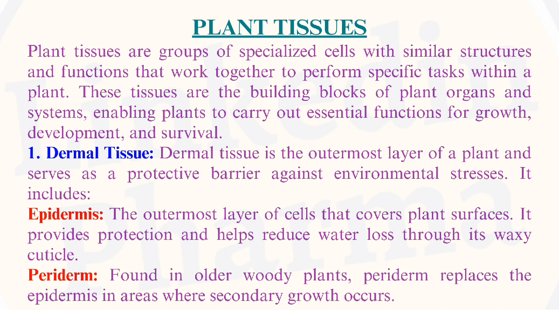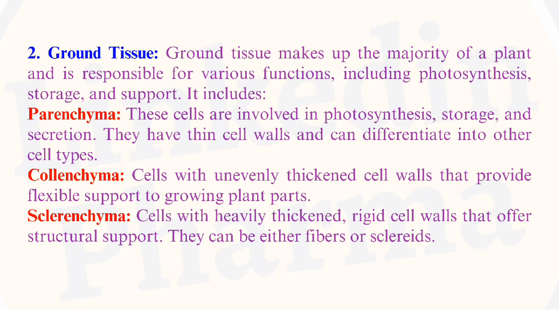Periderm. Found in older woody plants, periderm replaces the epidermis in areas where secondary growth occurs. 2. Ground tissue. Ground tissue makes up the majority of a plant and is responsible for various functions, including photosynthesis, storage, and support. It includes parenchyma. These cells are involved in photosynthesis, storage, and secretion. They have thin cell walls and can differentiate into other cell types. Collenchyma. Cells with unevenly thickened cell walls that provide flexible support to growing plant parts. Sclerenchyma. Cells with heavily thickened, rigid cell walls that offer structural support. They can be either fibers or sclereids.